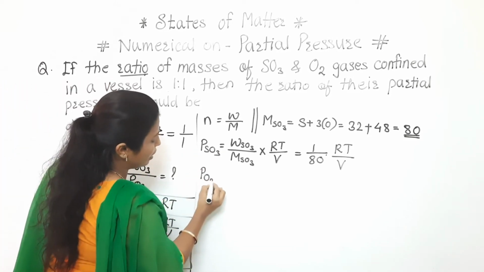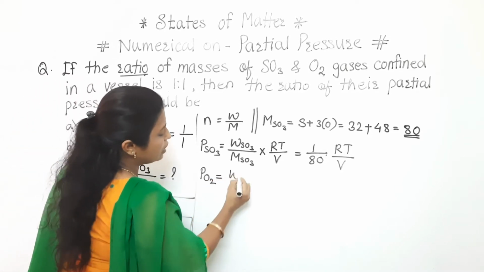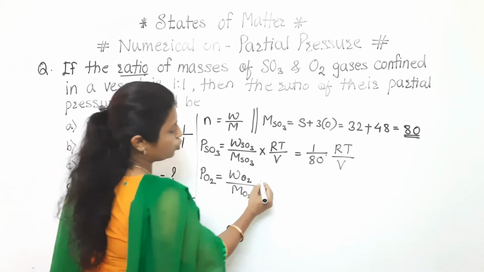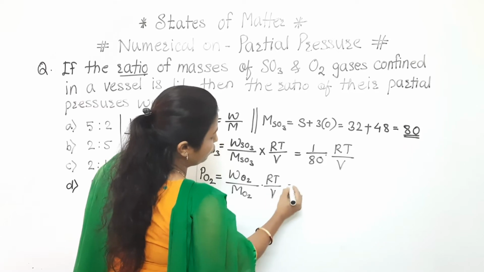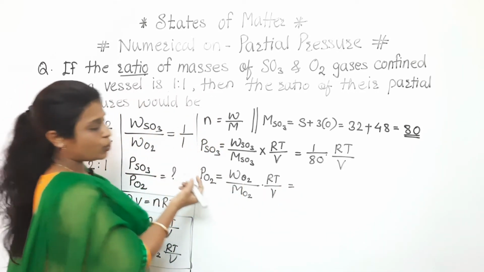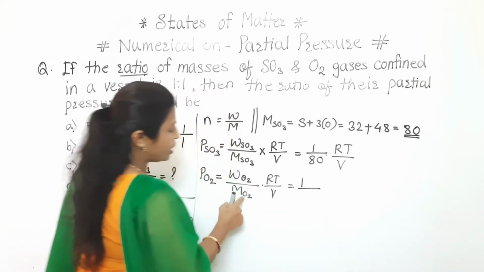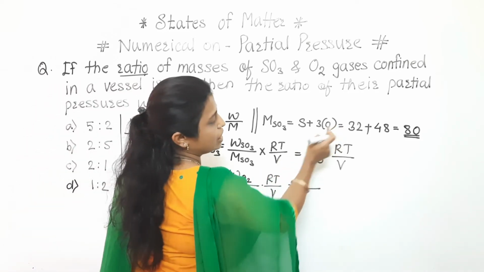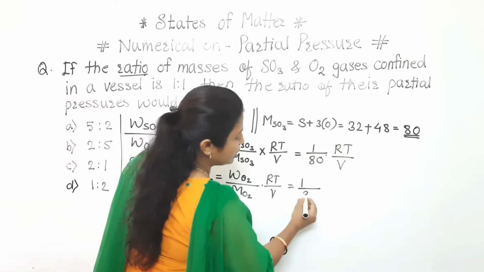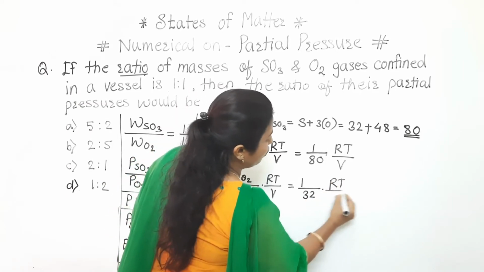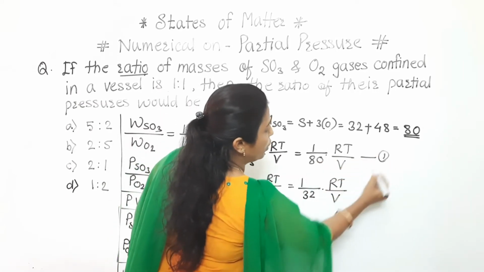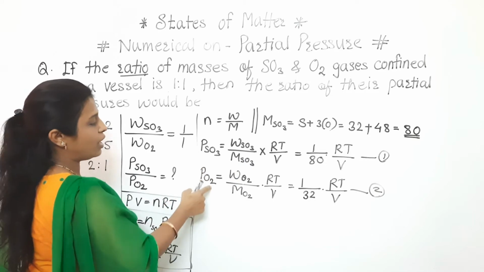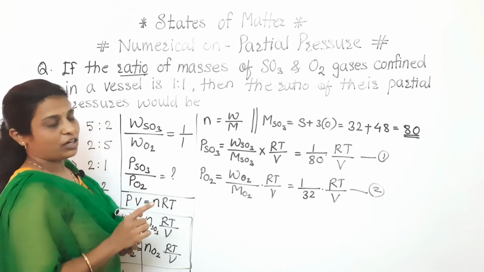Now we are going to think about the partial pressure of O2. For that, W, the weight of O2, divided by the molar mass of O2 into RT divided by V. Here WO2, it is a 1:1 ratio, so we are taking 1. For the molar mass of dioxygen, the mass number of oxygen is 16, as I told you, so 16 twos are 32, into RT divided by V. So here we got equation 1 and equation 2. If we take the ratio of equations 1 and 2, we will get the ratio of the partial pressures.